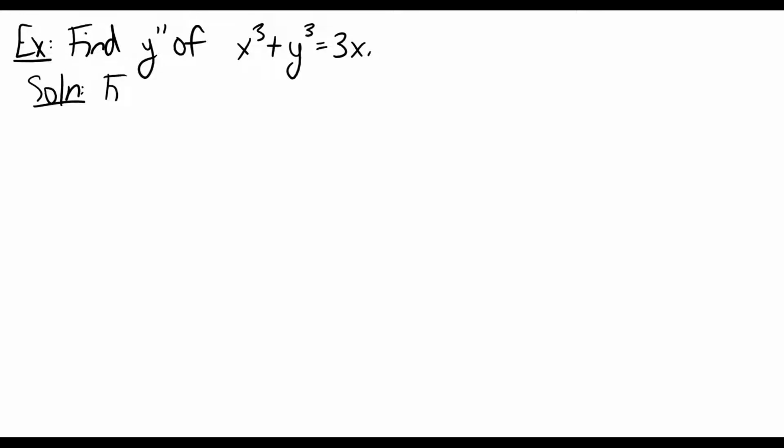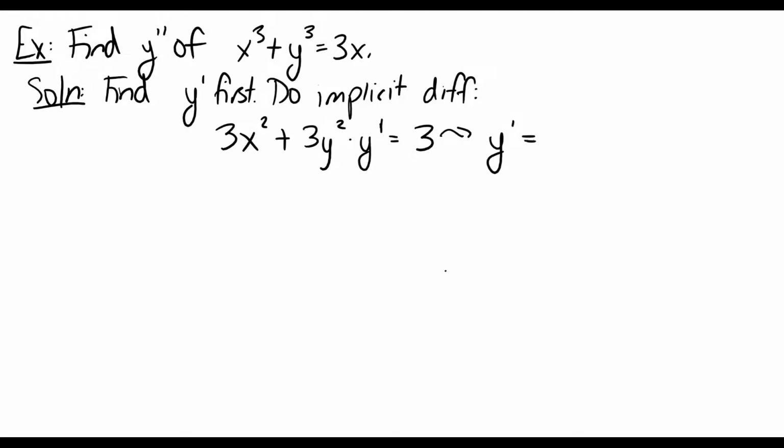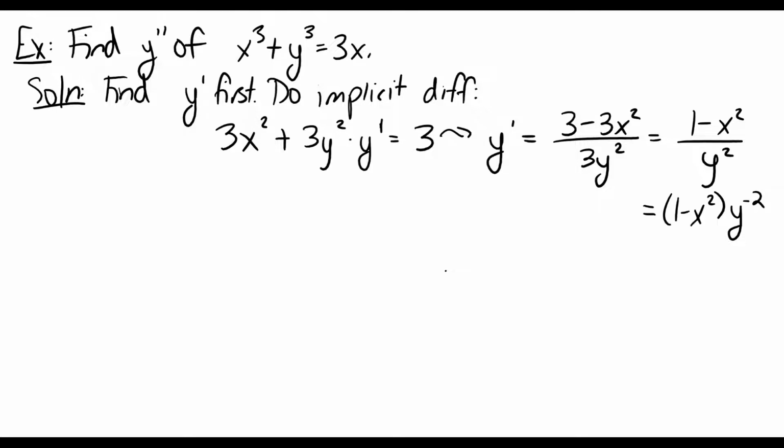Example 2. Find y double prime of x cubed plus y cubed equals 3x. To find the second derivative of y, we have to find the first derivative first. So we do the implicit differentiation method, getting 3x squared plus 3y squared times y prime equals 3. Solving for y prime, we get that y prime is equal to 1 minus x squared divided by y squared, or 1 minus x squared times y to the minus 2.